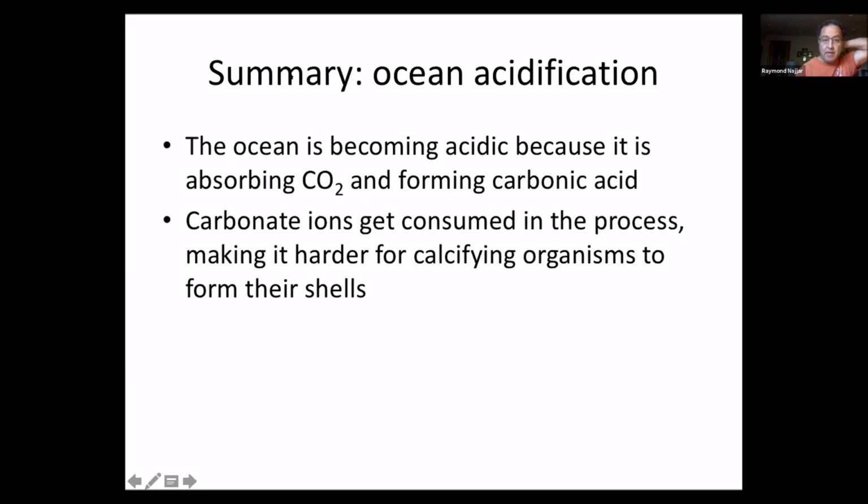And then finally, just some summary points about ocean acidification. The ocean's becoming more acidic. It's becoming more acidic because it's absorbing CO2 and forming carbonic acid. And then carbonate ions get consumed in the process, and those carbonate ions are needed for calcifying organisms to form their shells. So that's one of the negative impacts of ocean acidification.